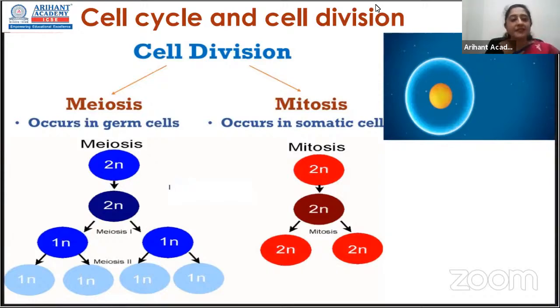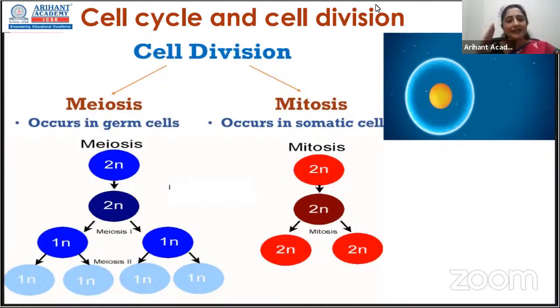The different kind of cell division is meiosis. Now meiosis only occurs during sexual reproduction. Only during sexual reproduction. And it occurs in the germinal cells of the body. What do you mean by germinal cells? These are the cells which belong to your reproductive organs. In the males, the reproductive organ is the testis. And in the females, it is the ovary. The testis produces the male gamete, sperm. The ovary produces the female gamete, which is the egg.